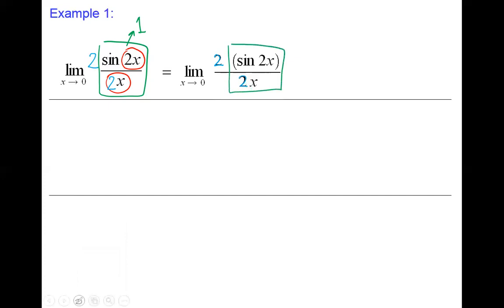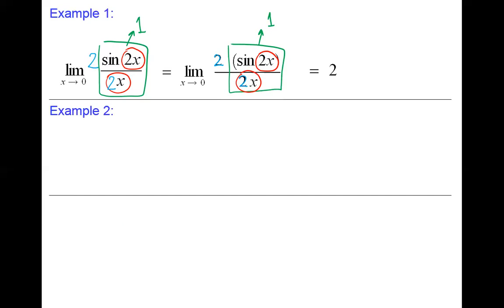This quantity must be the same. In order to use the property, the red circles have to be the same. And my green box is 1. The final answer, of course, is 2. That means I did use my property.